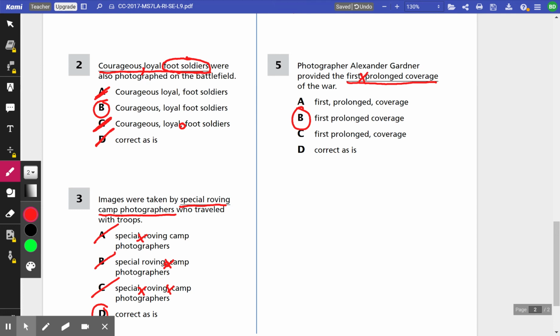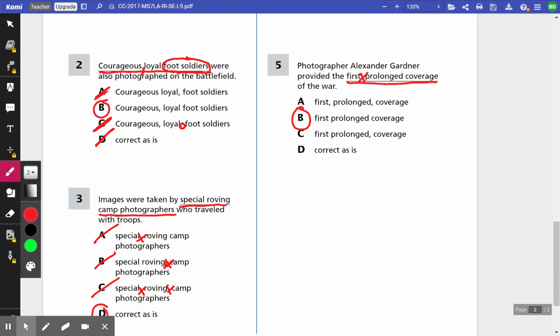If you put the word and where that comma goes, it does not make sense. Let's try it and see. Alexander Gardner provided the first and prolonged coverage of the war. So that makes it sound like first is one thing and prolonged coverage is something different. But he did the first prolonged coverage, right? He didn't do two things. He did one, the first prolonged coverage.